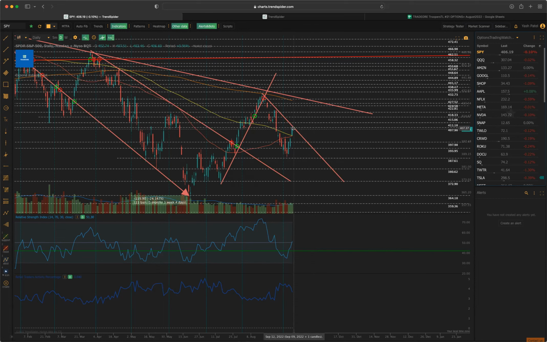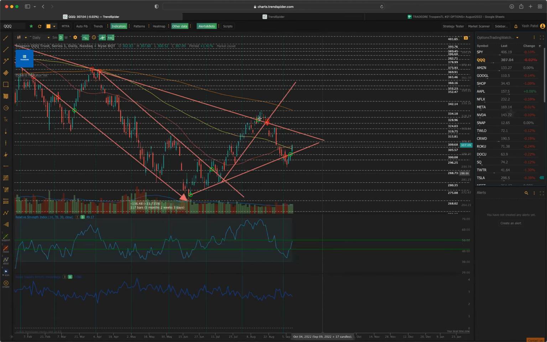If it fails here on Monday, then there is a possibility that we can test the lows of 387 again. Break below that, 372 is the possibility. 380 is the next support here, and then 372. Overall sentiment at the moment is bullish. So we will see how that plays out going into next week. But those are the levels I'm watching.